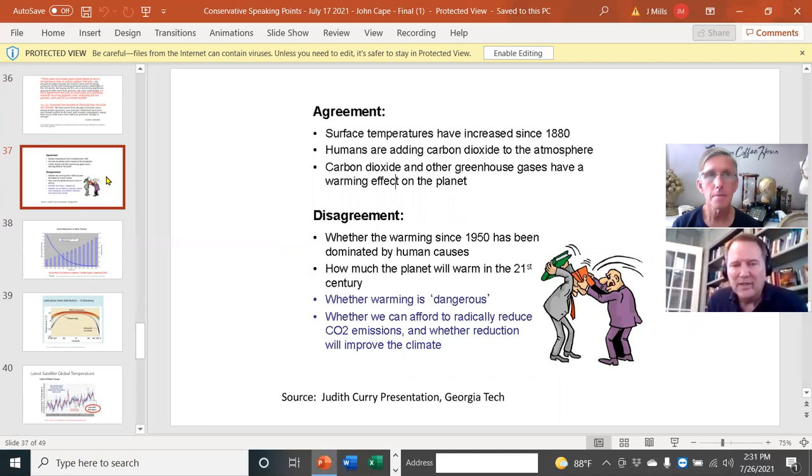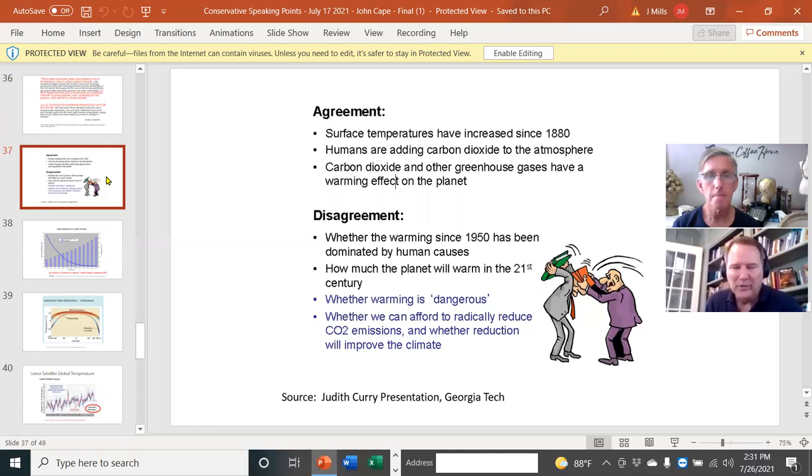In her mind, she says, surface temperatures have increased since 1880. Humans are adding carbon dioxide to the atmosphere, and carbon dioxide and other greenhouse gases have a warming effect on the planet. So these are things that most people agree on. So she says there has been some increase since 1880.